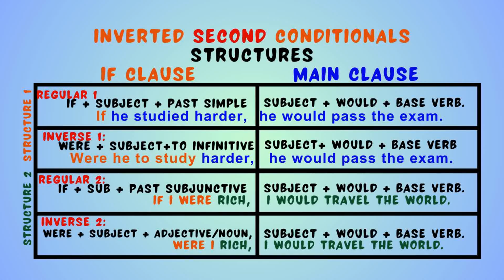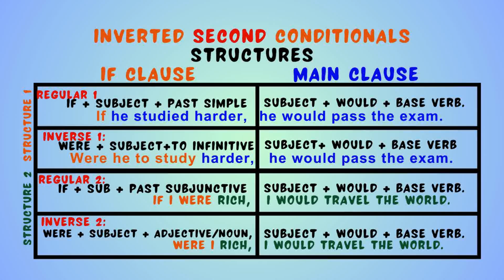Inverted second conditionals. There are two structures. Structure 1, if clause. Regular. If plus subject plus past simple, main clause, subject plus would plus base verb. Inverted structure, were plus subject plus to infinitive, main clause, subject plus would plus base verb. For example, if he studied harder, he would pass the exam. Inverted form is, were he to study harder, he would pass the exam.